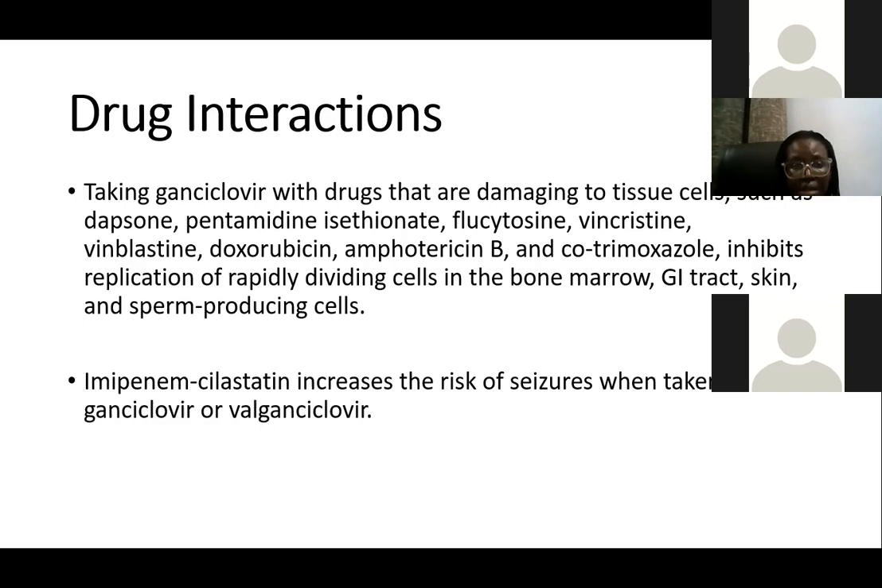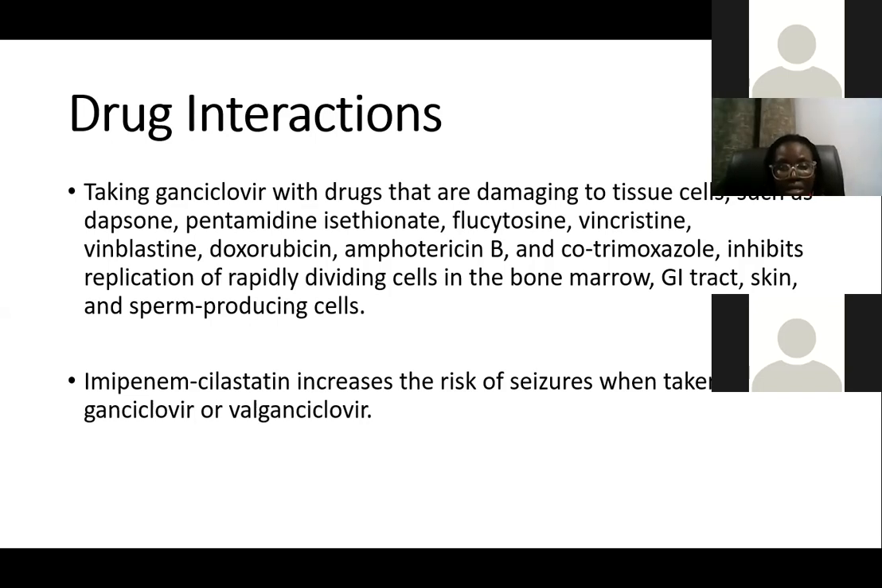Then amphotericin B, cotrimoxazole, which we commonly call Septrin, as well as doxorubicin and pentamidine. Dapsone is used to treat leprosy. So when you take these medications with these nucleosides, what happens is that they inhibit the replication of rapidly dividing cells. So cells that are found in the mucous membranes, in the bone marrow, in the skin, and sperm-producing cells, these cells which have a rapid turnover will be inhibited. So it's important to take note of some of these things.